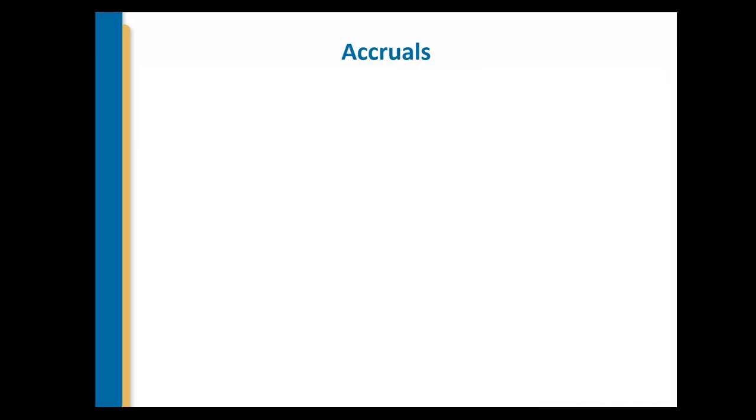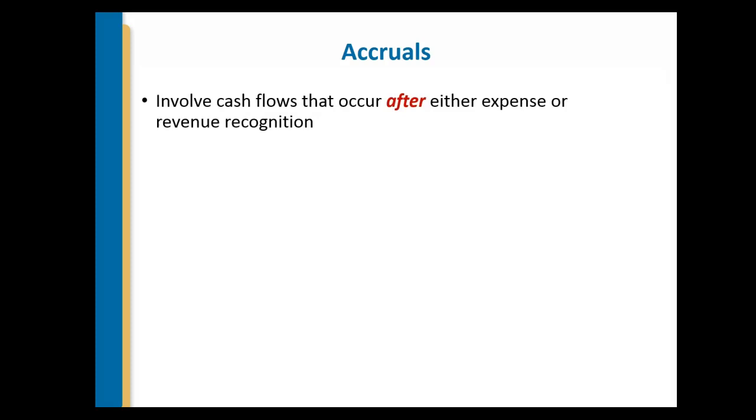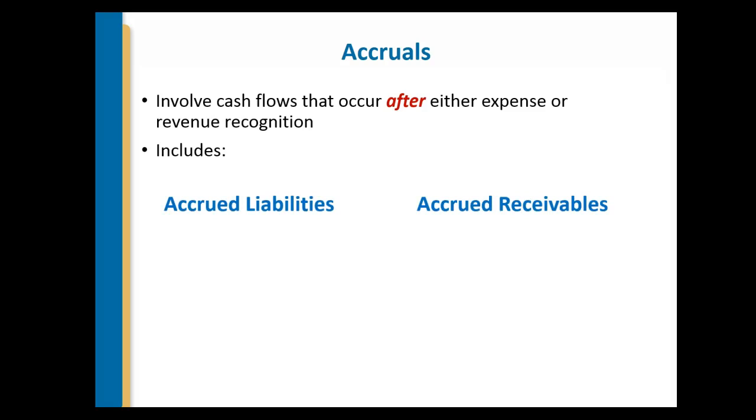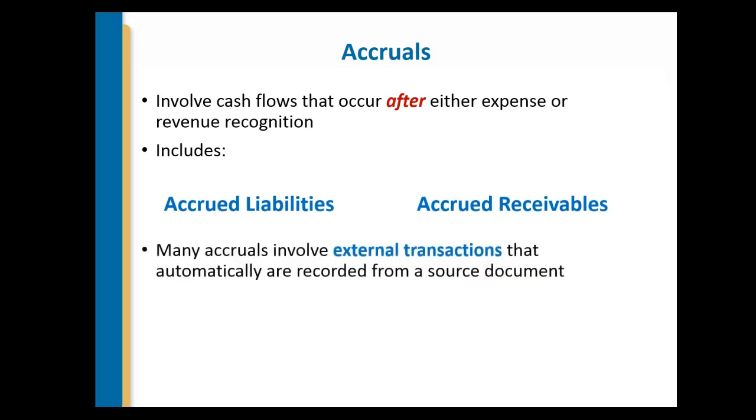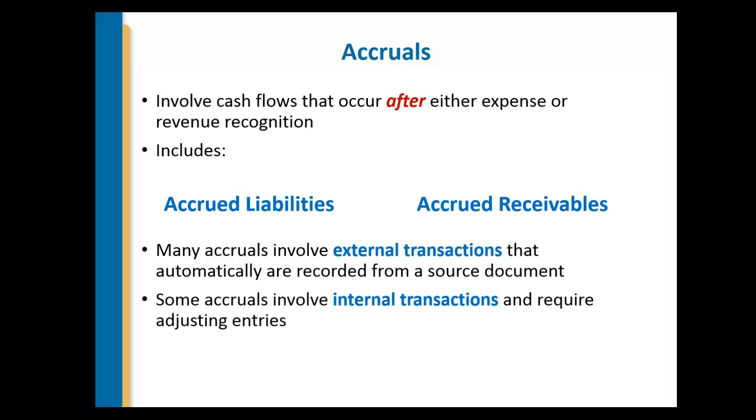Now, let's look at accruals. Accruals involve transactions where the cash outflow or inflow takes place in a period after or subsequent to the expense or revenue recognition. So we're going to see the cash happening after we record the revenue or the expense. For example, a company often uses the services of another entity in one period and yet pays for them in the next period. An expense is recognized in the period it was incurred, and an accrued liability is recorded.